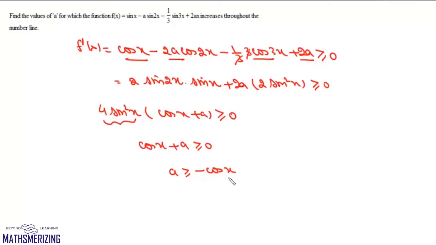Now if a is greater than this function for all the values of x, then a must be greater than its greatest value, and its greatest value is 1. So from here we'll get this condition that a is greater than or equal to 1. So this function will increase throughout the number line if a is 1 or greater than 1.